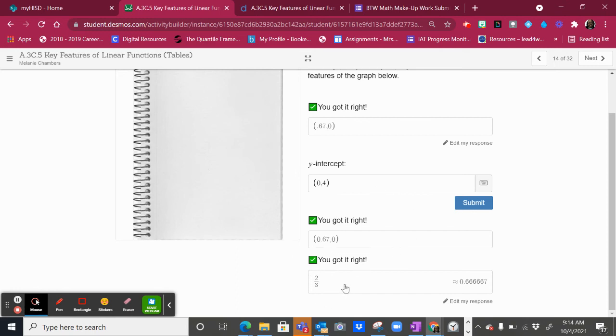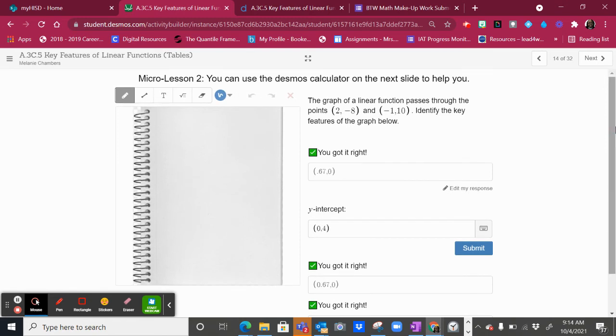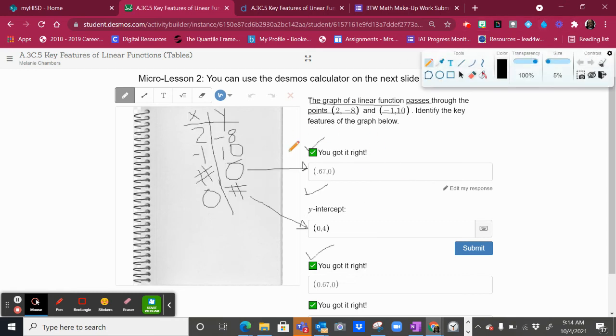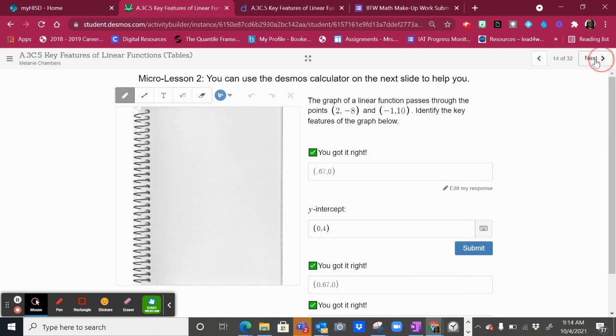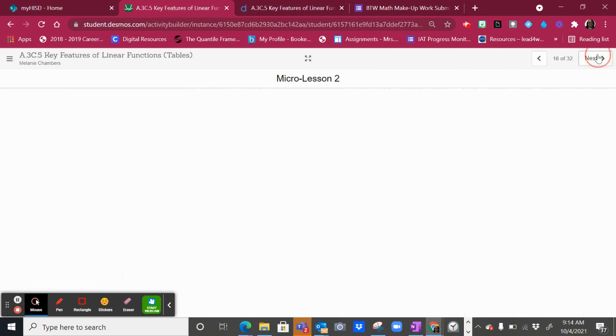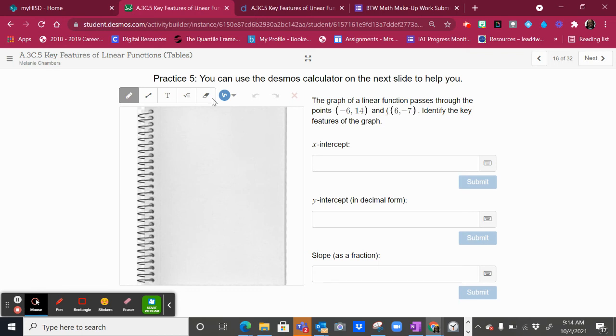I wrote it as a point, and then I wrote what the actual value was. So this is lesson Micro 2. You're going to go on and make sure your notes look like these notes here. And then you're going to continue on the lesson by doing the practice problems, practice 5 on up through slide number 32. So you're going to do slides 16 through 32.